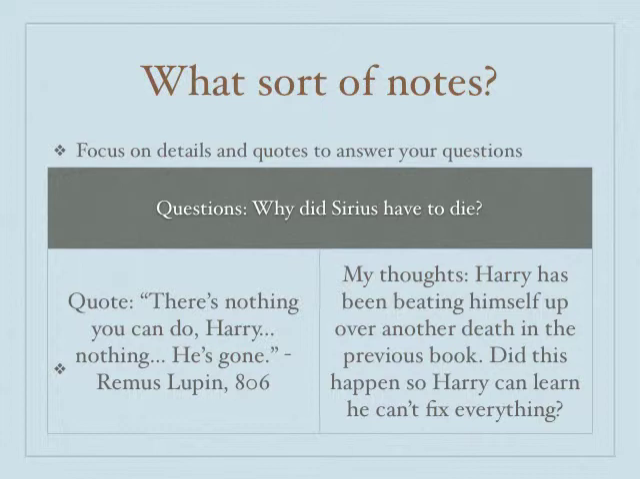this is all to make Harry learn something? Remember, he's been beating himself up all through this book about a death in the previous book. So what if this happened so Harry can learn he can't fix everything?